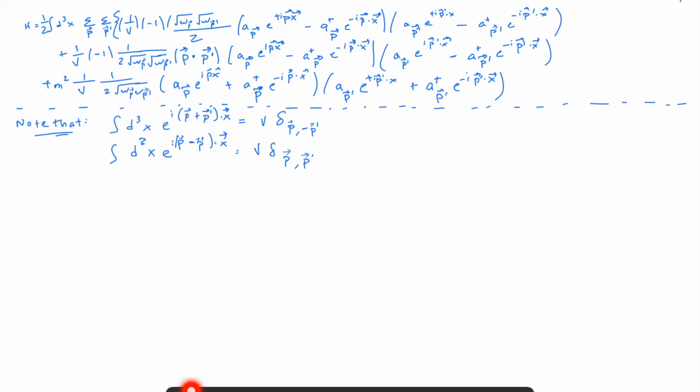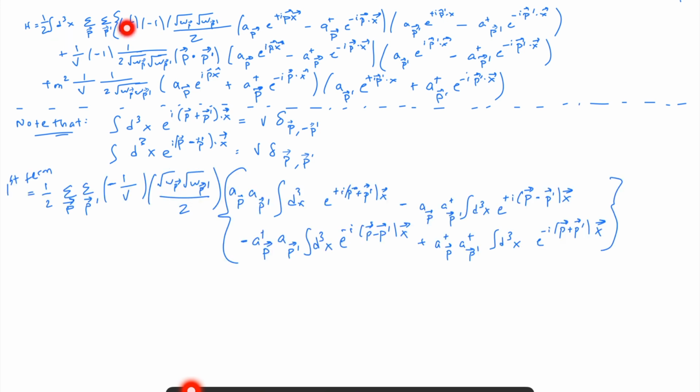So now is where we come to some important things that are based on our mathematical interlude. Remember the formulas that we came up with were this, and we showed very clearly why in the mathematical interlude, that the integral of d third x of e to the i p plus p prime dot x gives me this, equals v times the Kronecker delta of p comma negative p prime. And the same type of thing here with this expansion over here, I get v delta p comma p prime. Now, what's so good about that? Well, now let's look at this expression over here. Remember, I have this whole thing over an integral of d third x.